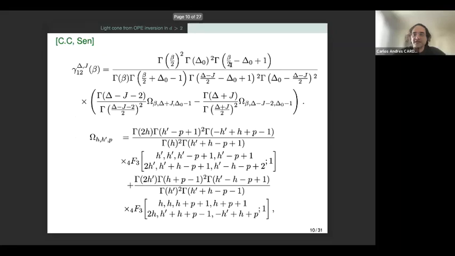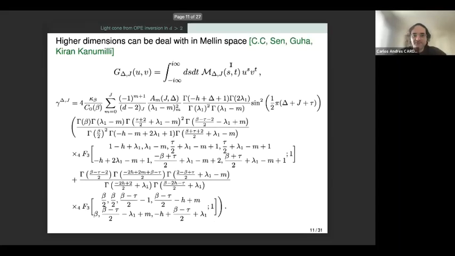This expression is valid in 4 dimensions. So when your space-time is in 4 dimensions, but by using some technique, we were able to generalize this to general dimensions greater than 2. As you see, I cannot take d equal 2 here because then everything is messed up. So for d greater than 2, this expression is valid.